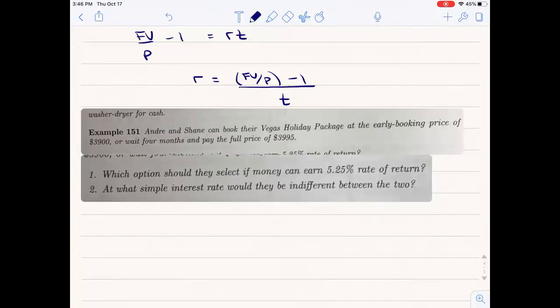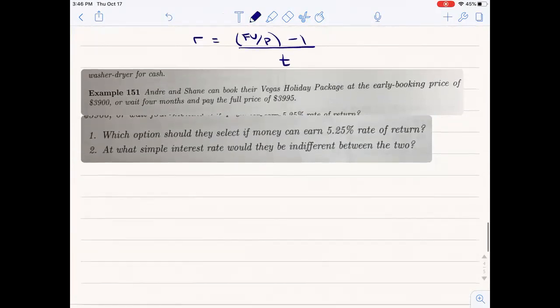Of course, we're comparing the two, so here we go. Which option should they select if money can earn 5.25% rate of return? Right, so if R is 5.25%, then which is the better option? So the idea with these problems is Andre and Shane could take $3,900 to the bank and let it sit and earn interest, and then take it out when they need it 4 months later, right?